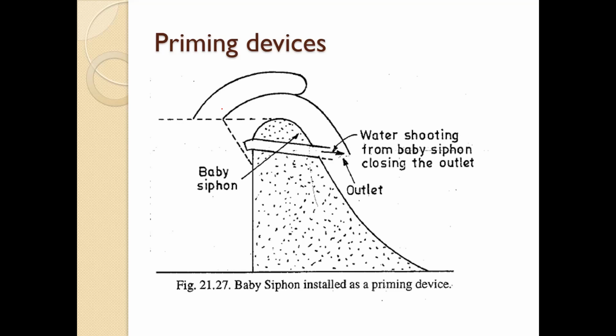Sometimes an additional baby siphon may be installed as a priming device, as you can see over here. This is the baby siphon. So things are like this. When the water level reaches slightly above the crest, the baby siphon, which is the additional siphon, starts running full, and the sheet of water issuing from it is arranged to shoot across the lower end of the main siphon, and thus seal it from the atmosphere.